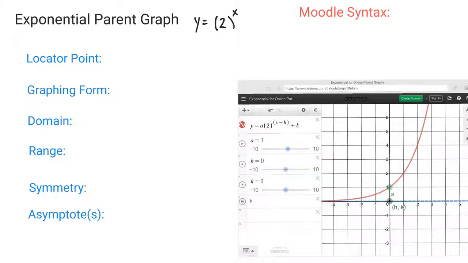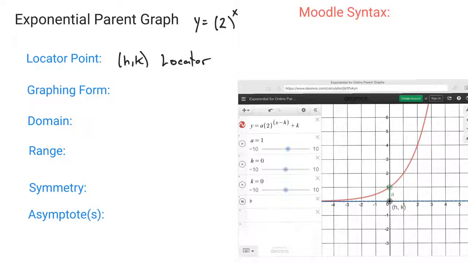So now as we get into these key features, the locator point is still going to be listed as HK as always. And we don't really have a special name for this. We just call it the locator because it's not a special point. It can be anywhere on that horizontal asymptote, but it is on that asymptote.